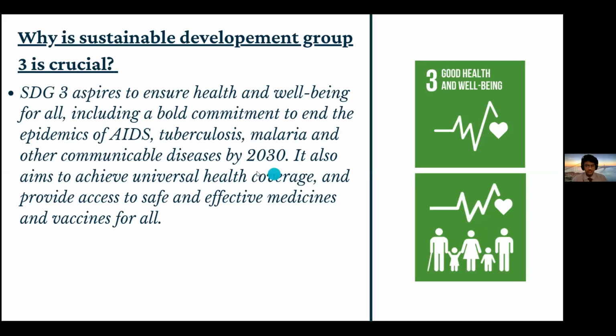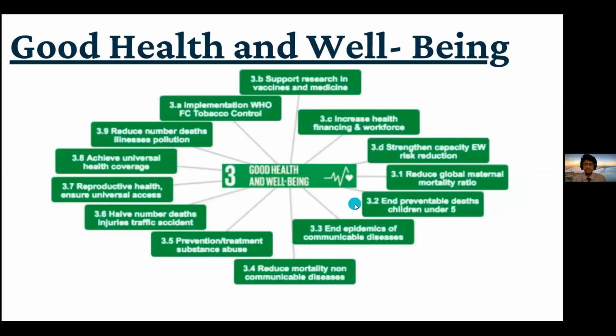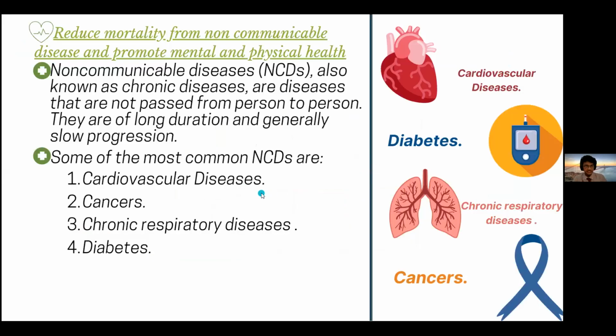Since it is a very vast topic, and it will take a lot of time to discuss each topic, we'll be talking about reducing mortality from non-communicable diseases and promoting mental and physical health. Non-communicable diseases, also known as chronic diseases, are diseases that are not passed from person to person. They are of long duration and generally slow progression. Some of the most common NCDs are cardiovascular diseases, cancer, chronic respiratory diseases, and diabetes.